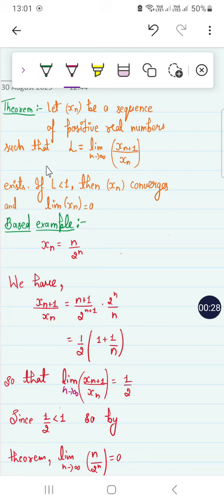If the limit L exists, and if L is less than 1, then the sequence xn converges and the limit of xn is equal to 0.